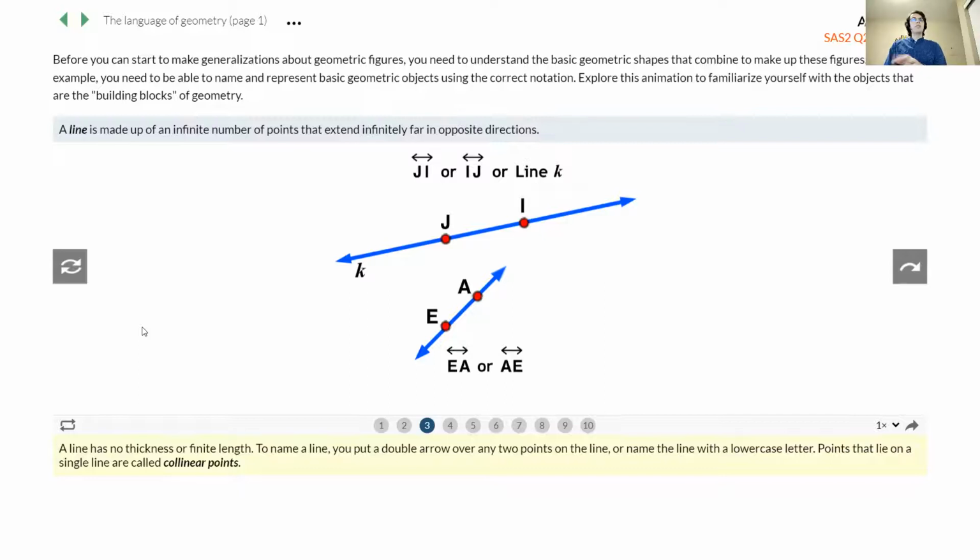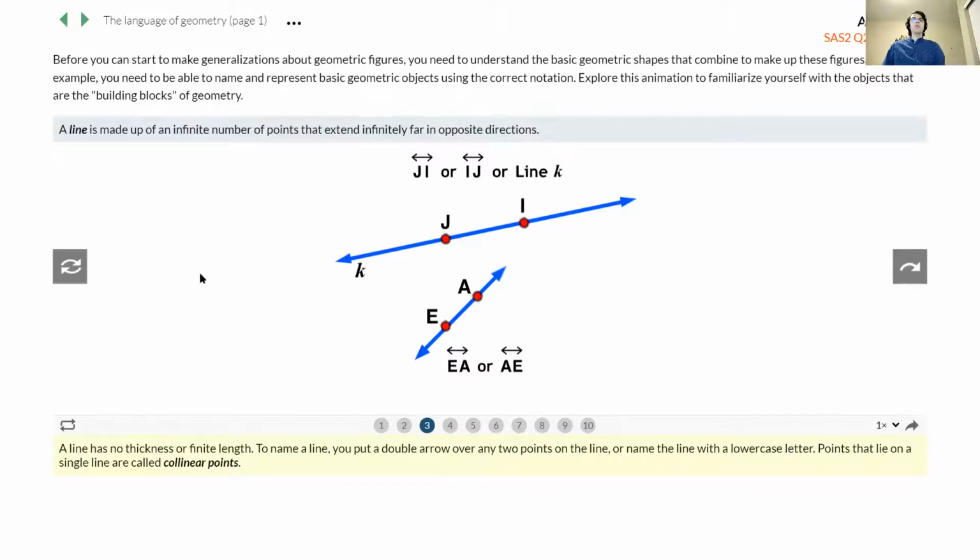Points that lie on a single line are what we would call collinear points. So E and A, or A and E, they are collinear. They share a line. That's why it's called collinear. Co for sharing, linear for line. So any 2 points that are on the same line are collinear. And in fact, even more than 2 points. If I had 5 points on a line, they'd all be collinear with each other.